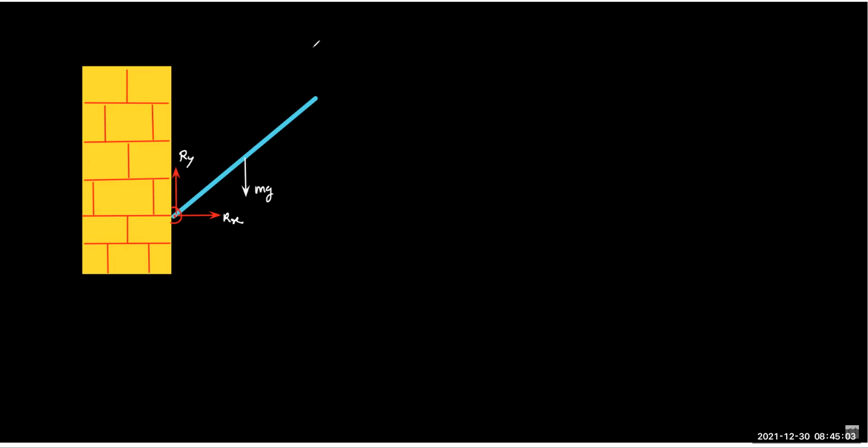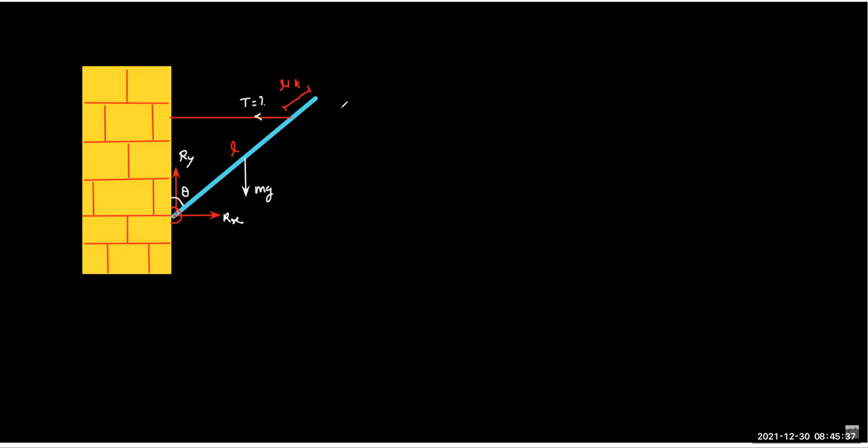Now imagine this angle is theta, and there is a string which is tied to the rod at a point which is L by 4. The length of the rod is L. Now the question is how much tension will develop in this string. So the question is asking the tension in the string.